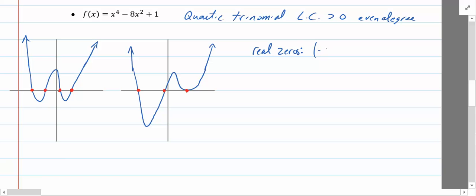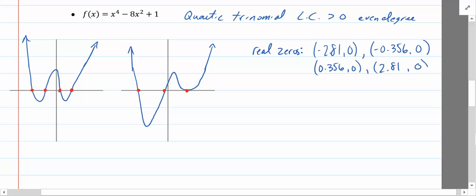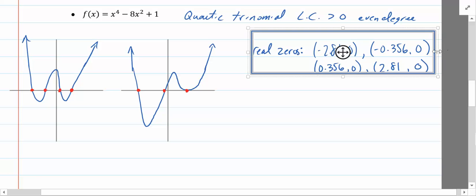So we have -2.81, 0, -0.356, 0. We have +0.356, 0, and +2.81, 0. And these are our real zeros for this example.